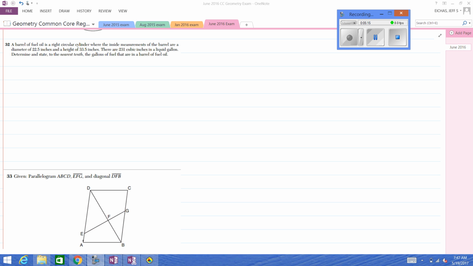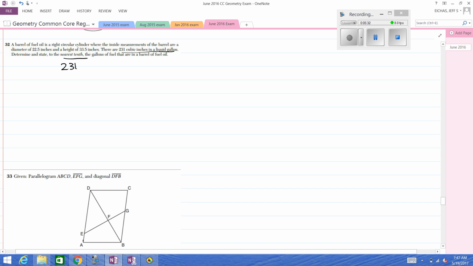Okay, so now we have a cylinder, and we're going to find the number of gallons of fuel. It looks like a combination of volume and density here. All right, so let's use this information and write it down. It's 231 cubic inches in 1 gallon. This is a conversion that we're going to use later on.